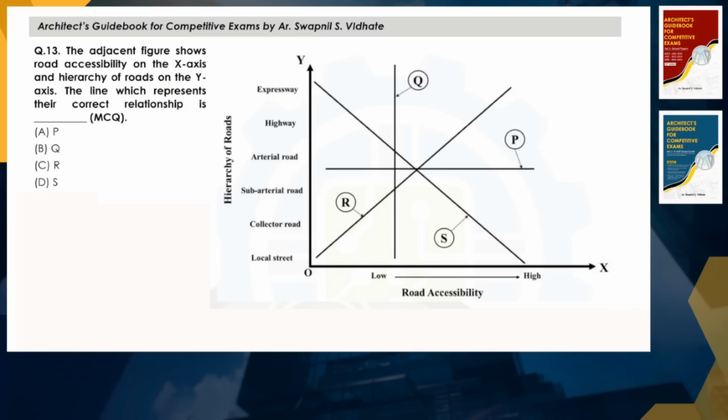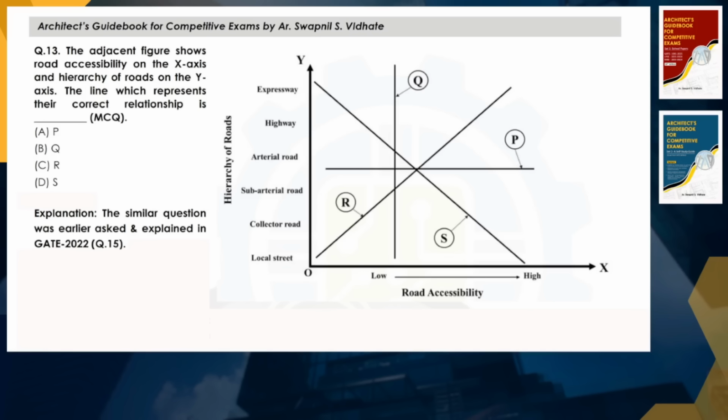The next question, question 13, the adjacent figure shows road accessibility on the x-axis and hierarchy of roads on the y-axis. The line which represents their correct relationship is which of the following? Now you can see the graph on your right side. They are asking which line correctly represents the relationship. That means the hierarchy of road with respect to the road accessibility. Now the similar question was there in GATE 2022 at question 15.